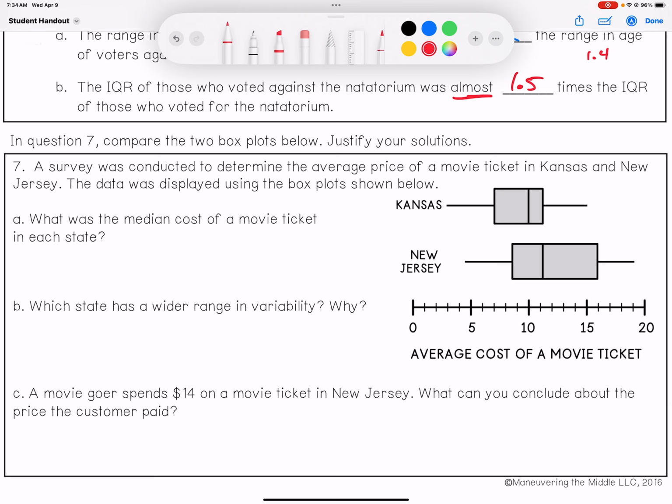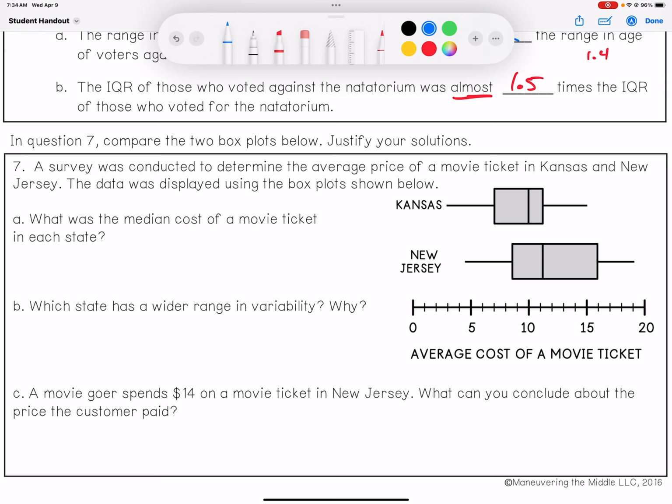All right, question 7. I want you to answer these. I'm pausing now. Use the box chart right here. All right, welcome back. A survey was conducted to determine the average price of a movie ticket in Kansas and New Jersey. The data is displayed using the box plots shown below.